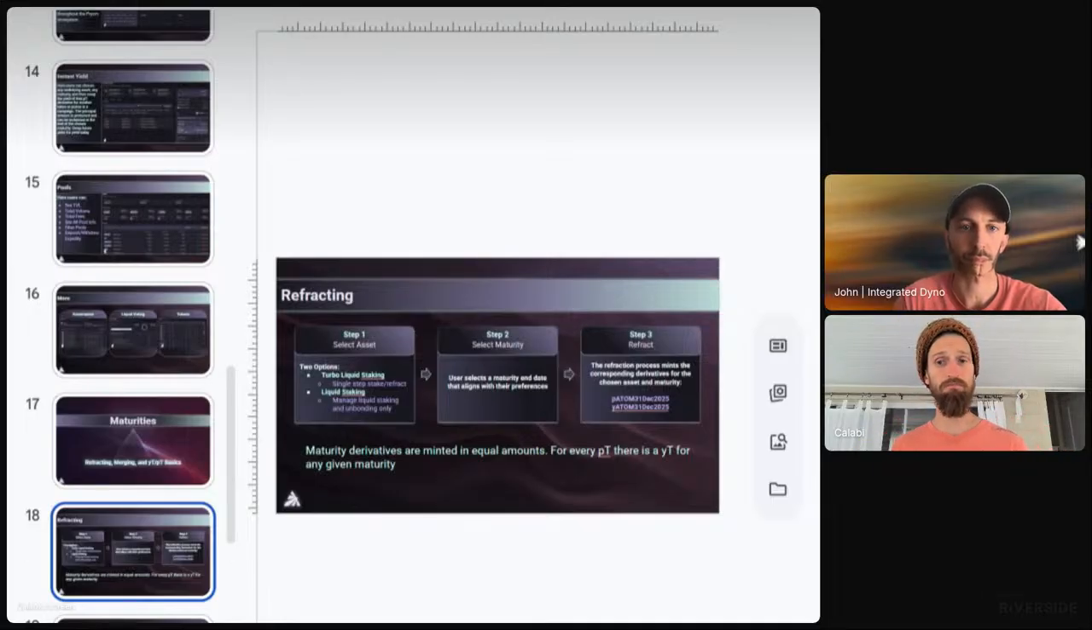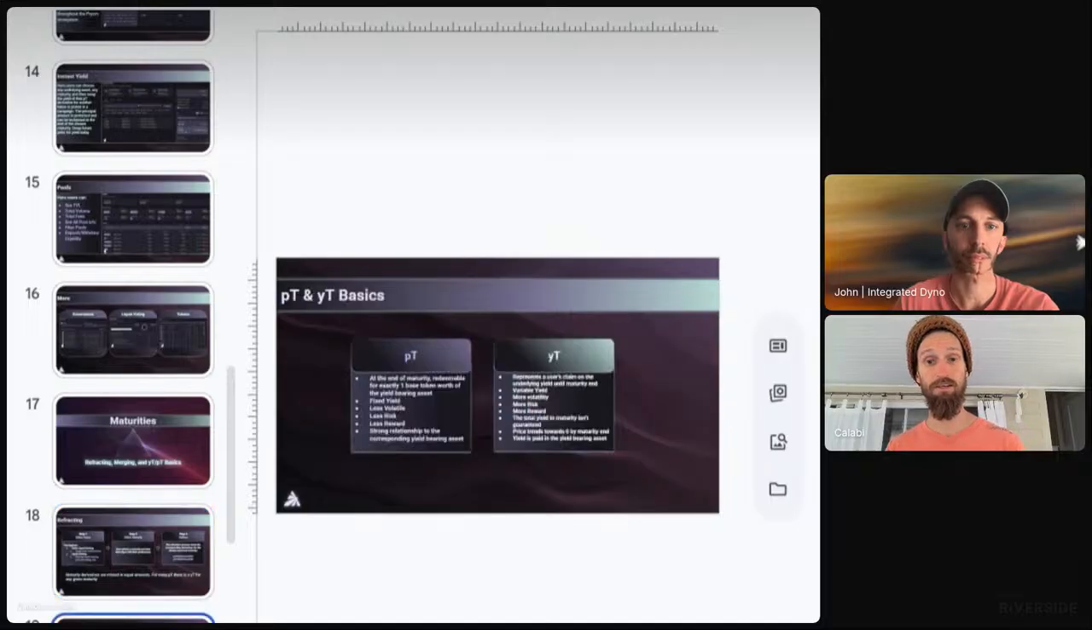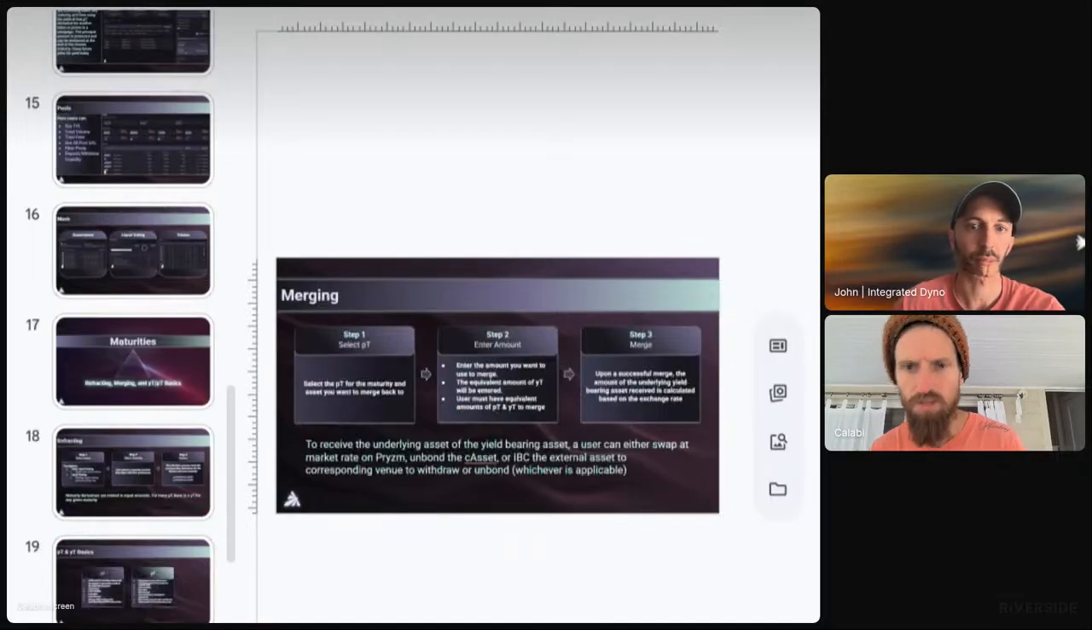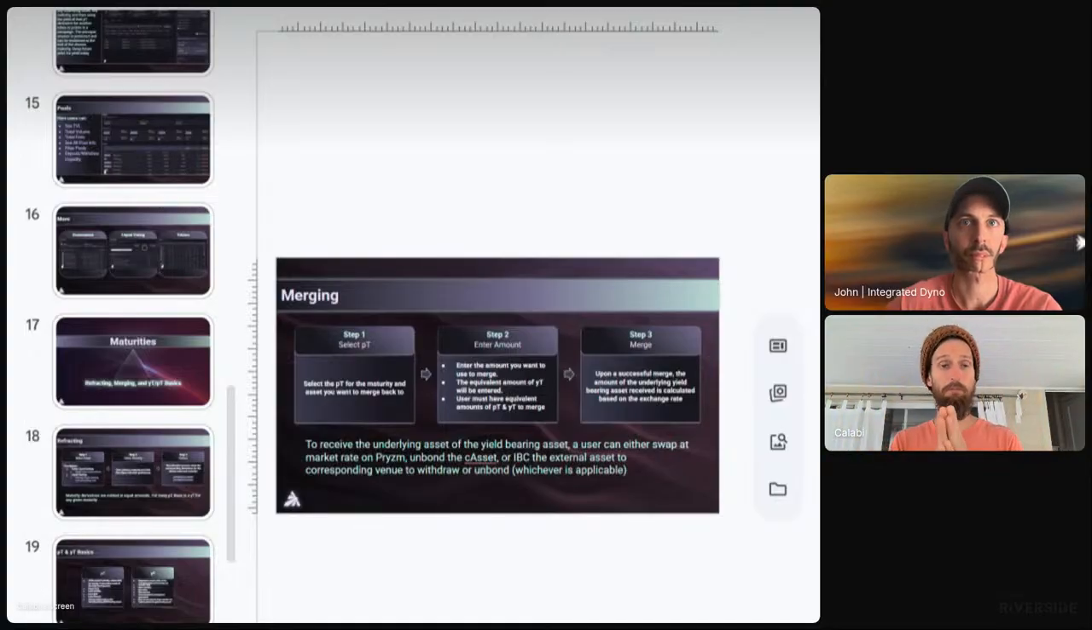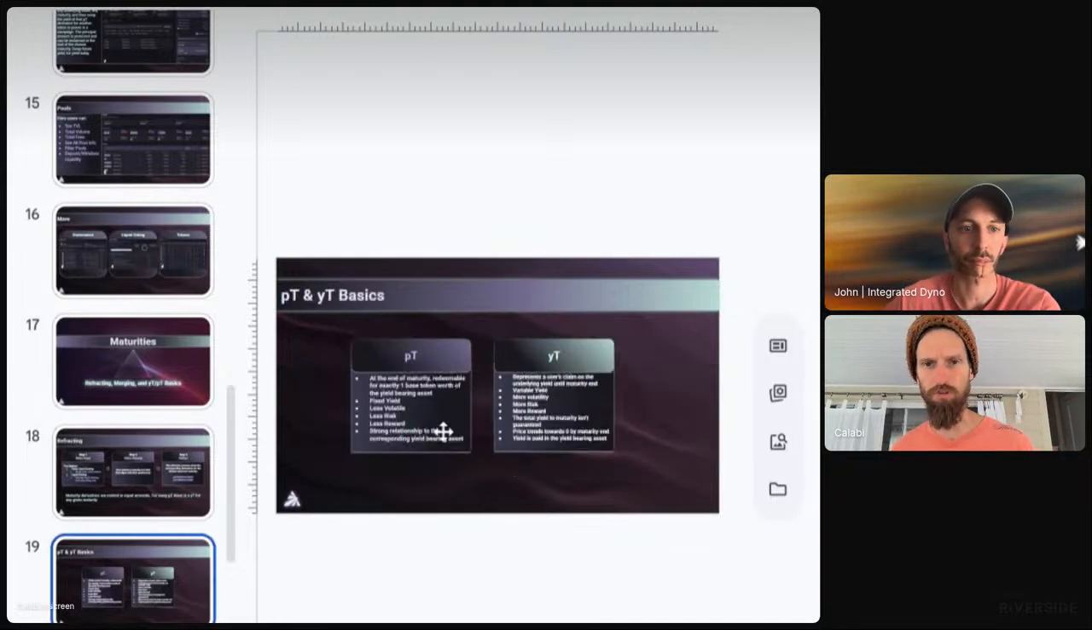And when they're minted, it's 1-to-1. So for every P, there's a Y. And when you want to come back on the other side, and when you want to merge it, here we go, you have to bring that same amount back in to merge into your underlying C asset or liquid staking token. And then I just wrote a little bit about the P and Y basics here.